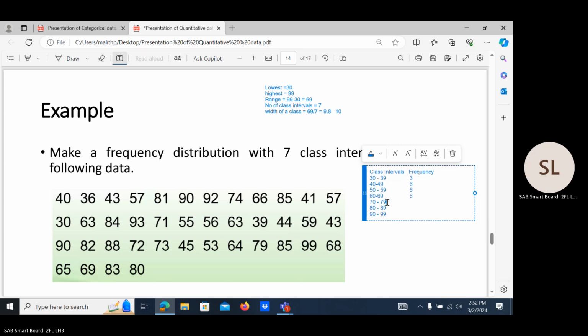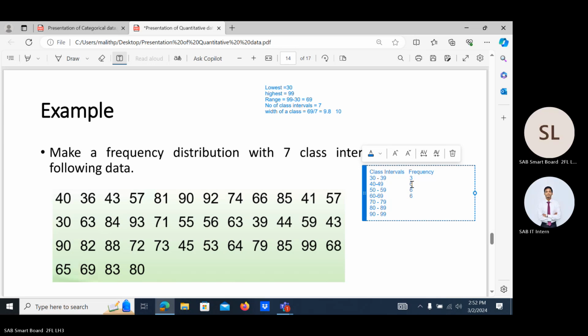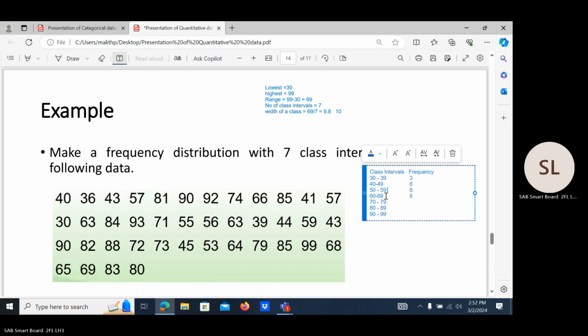Those values are correct. First, 30 to 39. What is the frequency? 3. The second one is 40 to 49: 6. Then 50 to 59: 6. Then 60 to 69: 7.